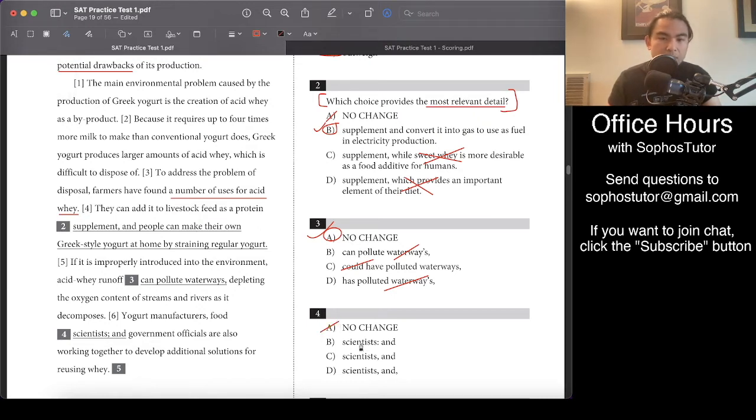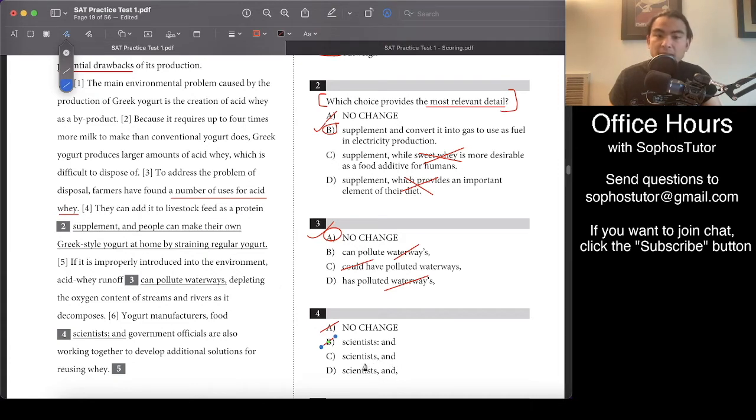Okay, B, instead of the semicolon, we have a colon. Now, it's important to remember for colons that whatever precedes a colon has to sound like a complete sentence, right? What comes after the colon could be a complete sentence, but oftentimes it's usually like a noun or a list of nouns. But we've already established that before scientists is not a complete sentence, so therefore a colon cannot work either.